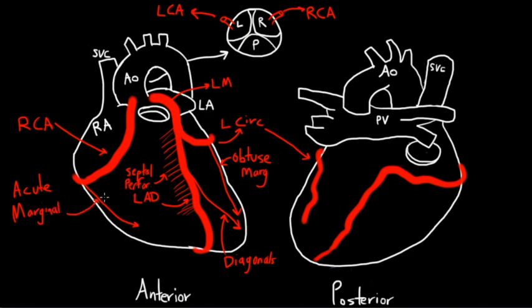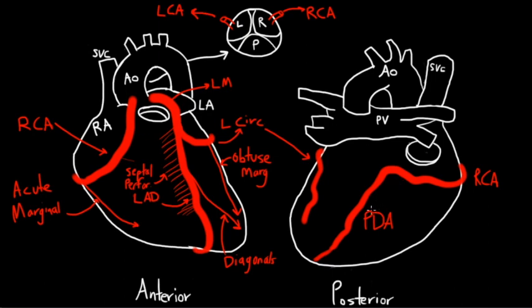Okay. And so the right coronary artery, as you can see, wraps around to the posterior aspect of the heart, and it provides blood flow to this large artery, which is called the posterior descending artery. Let's just call it the PDA to be short. And this vessel will provide blood flow to the posterior aspect of the heart and the posterior septum as well.